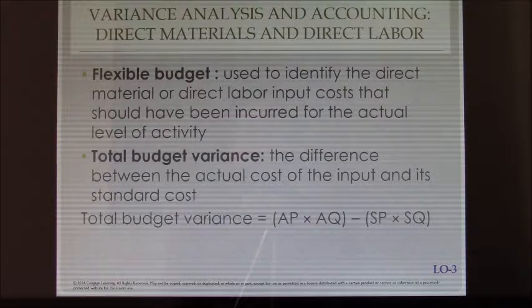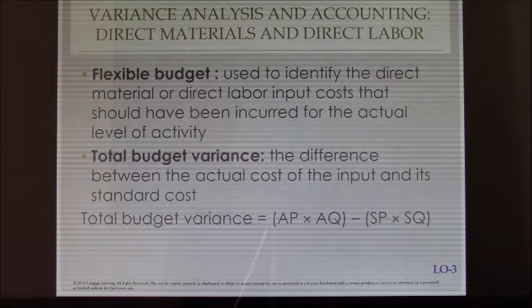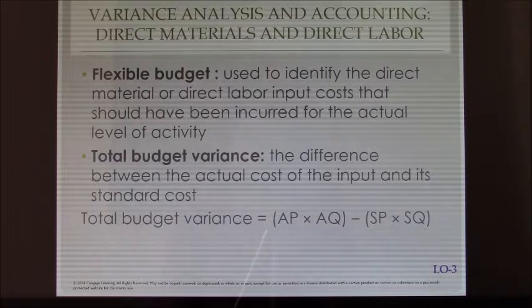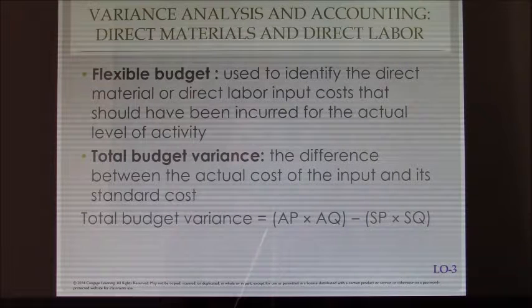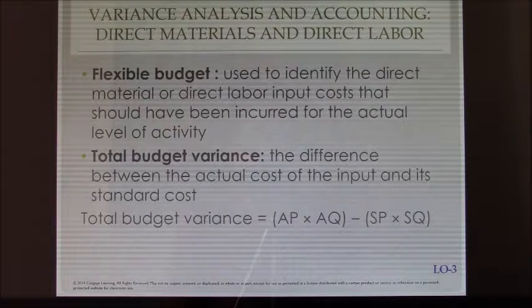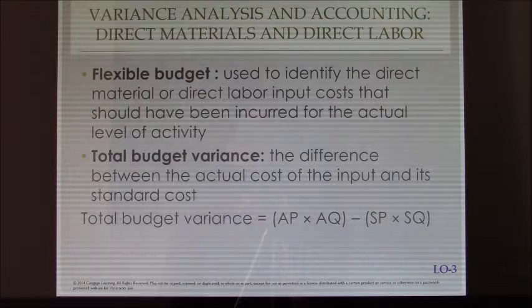All right. A flexible budget is used to identify the direct material or labor costs that should have been incurred for the actual level. So you may recall from last chapter, we talked about how we can budget for a certain amount, and then we can flex our budget and see, well, what would we have spent if we knew that we were going to make that amount or sell that amount or whatever. So that's the same idea here. We take our standards, and based on what we made, we can flex them.